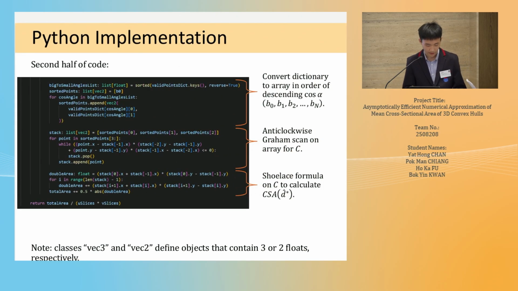And then we create an array to store all the points in the dictionary in descending order of keys, and run an anticlockwise Graham scan on that array. The shoelace formula then iterates over the Graham scan's output, and the result is added to our running total. And at the end, the total is divided by the number of total repetitions done to output the mean CSA.